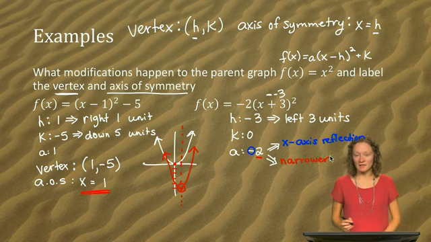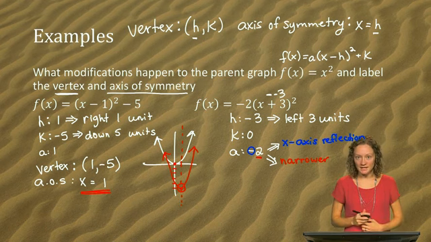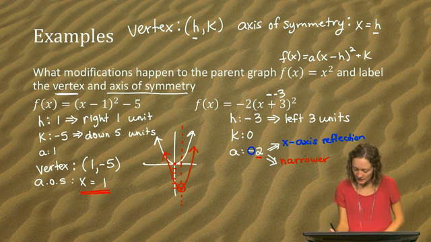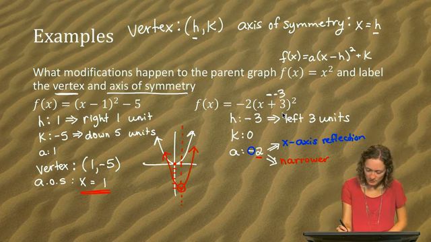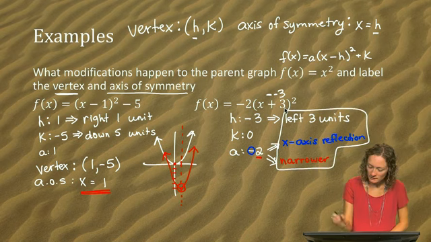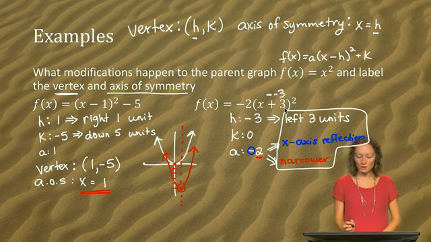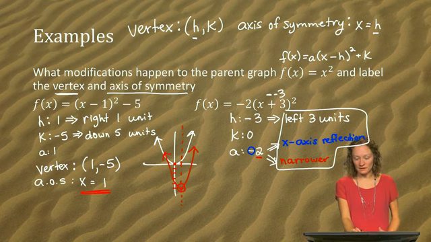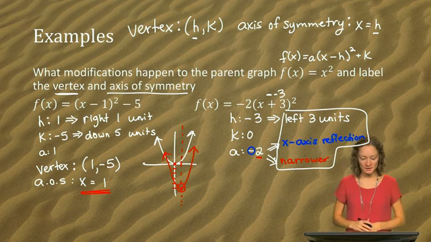So we have 3 modifications: left 3 units, x-axis reflection, and narrower. Then we identify, and let's circle these, because when it says what modifications, this is what we're looking for, this list. You don't necessarily have to have labeled what A, H, and K were, but it really helps to be able to answer the questions.